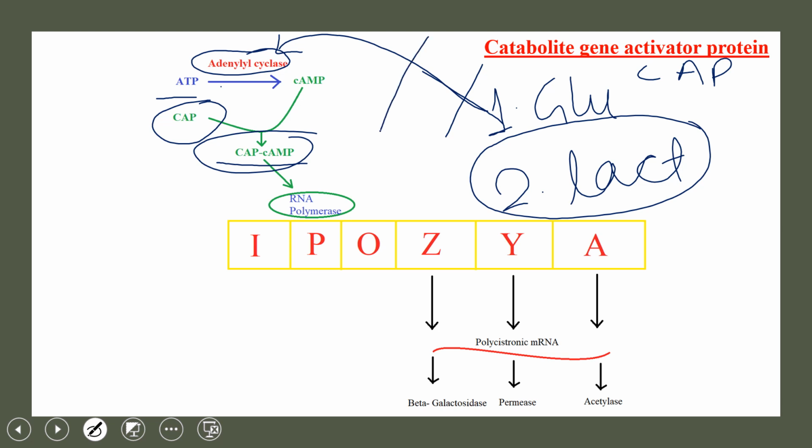So what happens? ATP will be converted into the cAMP, and there will be the formation of the CAP and cAMP complex, and the CAP and cAMP complex is responsible for the attachment of the RNA polymerase to the promoter site. So if the RNA polymerase is attached to the promoter site, this RNA polymerase will transcribe the structural genes into the polycistronic mRNA, and then the polycistronic mRNA is translated to form the beta galactosidase, permease and the acetylase.